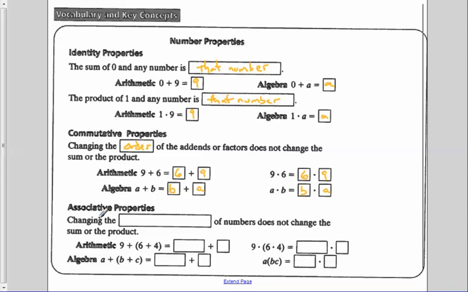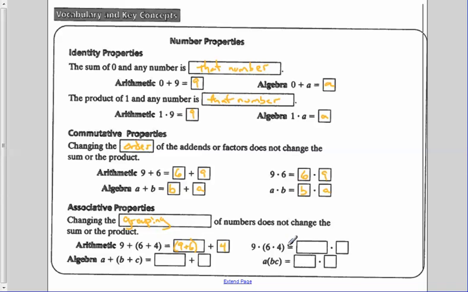And our associative property, this is also known as the grouping property. So changing the grouping of numbers does not change the sum or the product. So 9 plus, and the 6 plus 4 is in the parentheses, so that is its group. It's just like saying, if I put in parentheses 9 plus 6, and then say plus 4, I'm not going to change the answer. I'm still going to get 19 no matter how I solve this problem. If I'm adding 6 plus 4 first, I get 10, and then add 9 and get 19, or 9 plus 6 and get 15, and then add 4, I get 19.